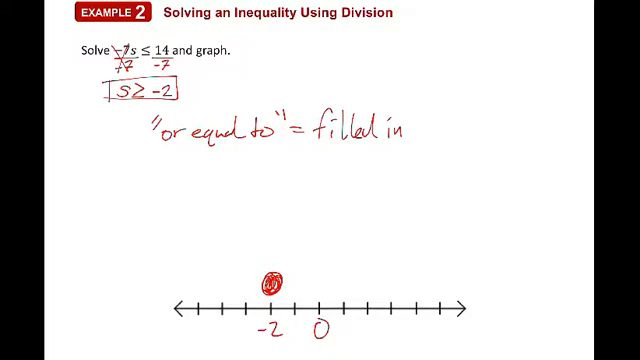Now we're doing s is greater than or equal to negative 2. So greater than would be to the right of that number. So make sure you draw an arrow going to the right. Make sure it's got the arrow on the end.